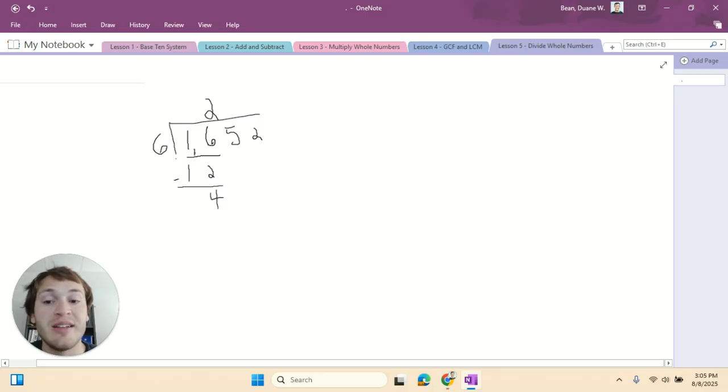After you multiply it and then after you subtract it, if that answer is less than 6, like less than your divisor, then you're good. However, if your answer is negative, then that tells you this answer you picked up here is actually too big. Let me show you an example of that.